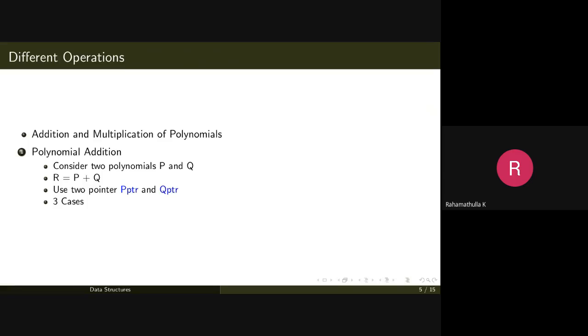Different operations on polynomials include polynomial addition and polynomial multiplication. We will see polynomial addition today. Consider two polynomials P and Q. Let's see how we can create a new polynomial R by just adding P plus Q. Here in our algorithm, we are going to use two pointers, P pointer and Q pointer. And we will see that there are three different cases, and each case we'll analyze separately. The polynomial addition.